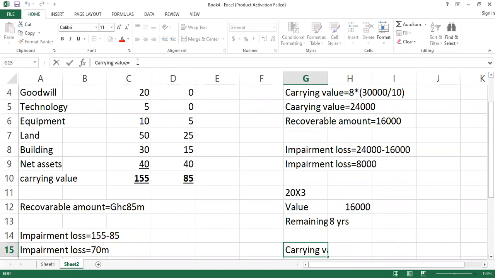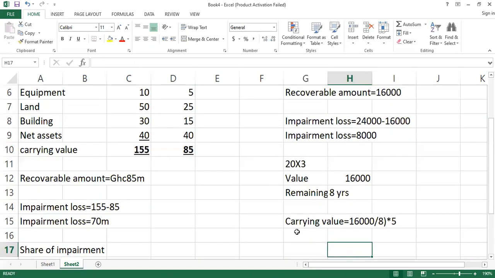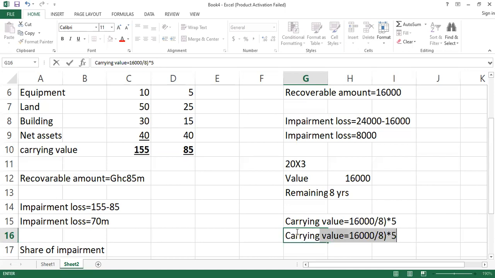So we have 16,000 divided by 8, and we multiply the answer by 5, because we have used the asset for 3 years. So the remaining 5 years will be that one. So if I'm looking for the carrying value, I multiply my answer by 5. It will be 10,000. So my carrying value will now be 10,000.